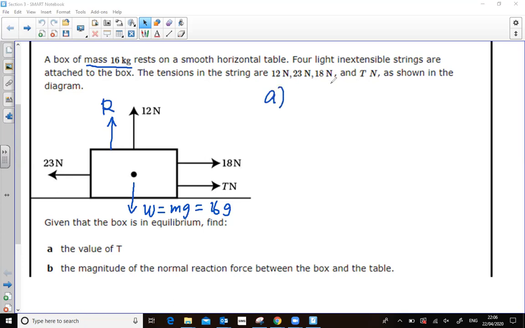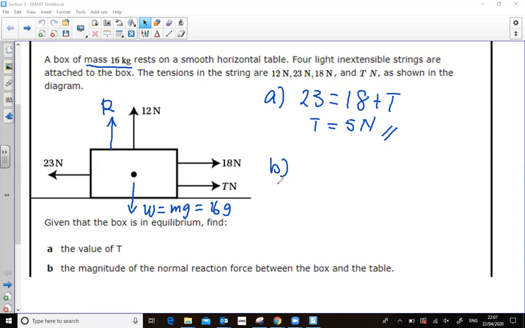So for part A, we now know that 23 must equal 18 plus T. So that means T must equal 5 newtons. And that's it.